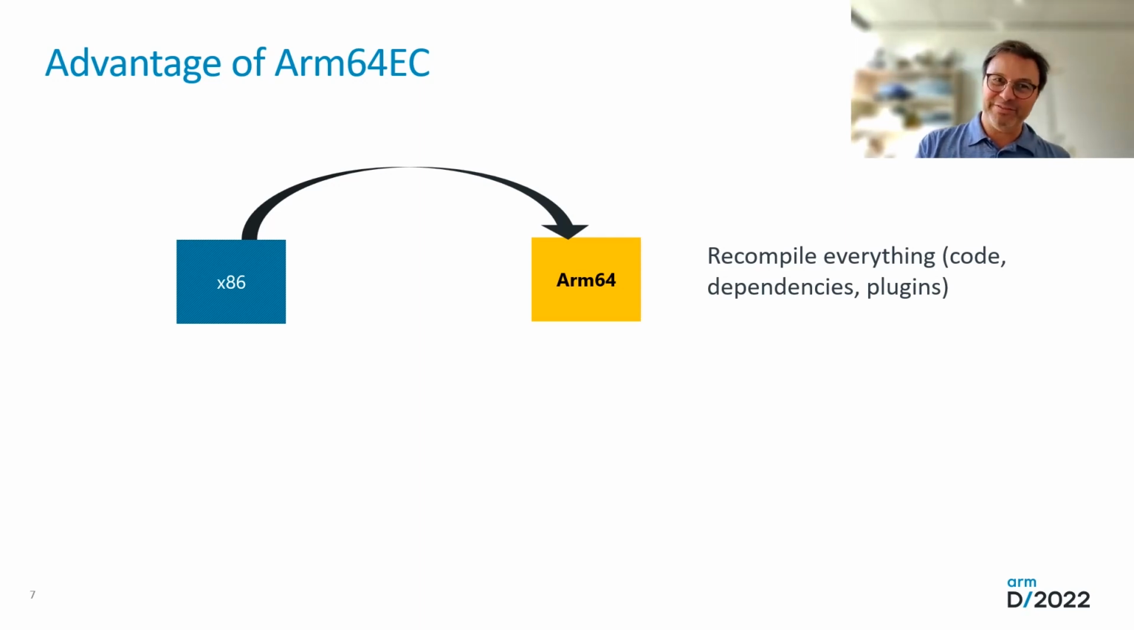ARM64EC is native, as it runs natively on the CPU, but it is compatible with x64. And by compatible, I mean we can link them together, statically and dynamically. We can mix emulated and native code together in the same application, even in the same binary.